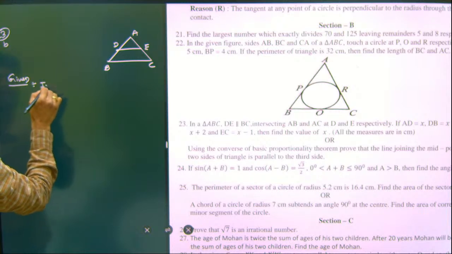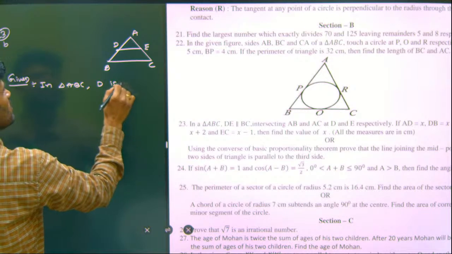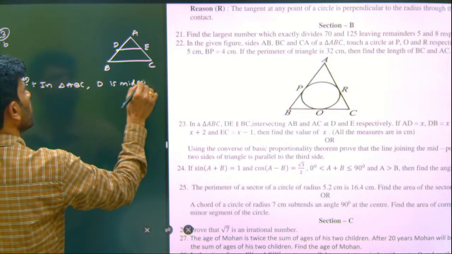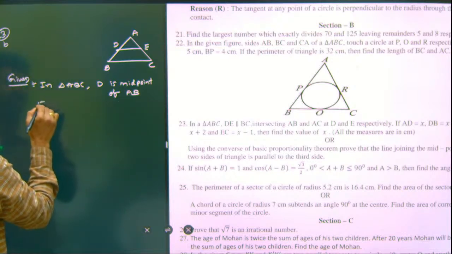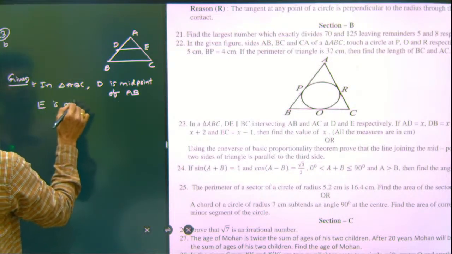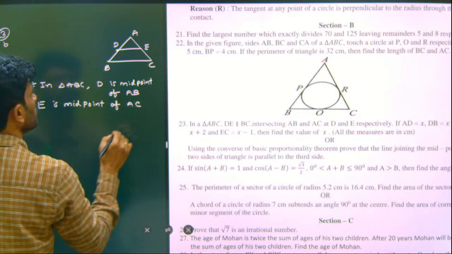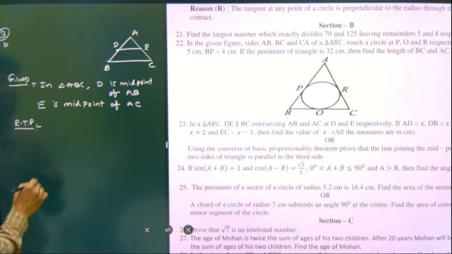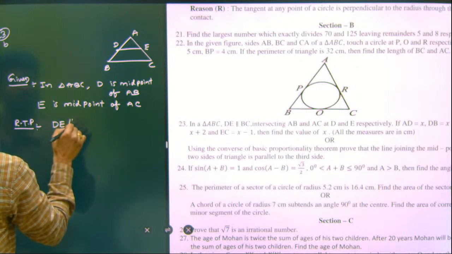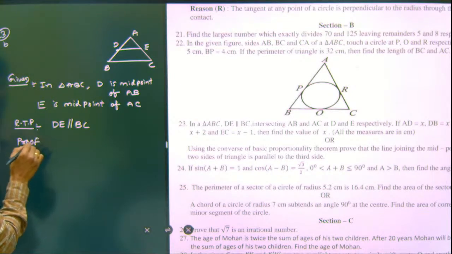In triangle ABC, D is the midpoint of AB, and E is the midpoint of AC. That is what we know. Then what we have to prove? We have to prove that DE is parallel to BC. Required to prove. Construction is not required, proof directly.